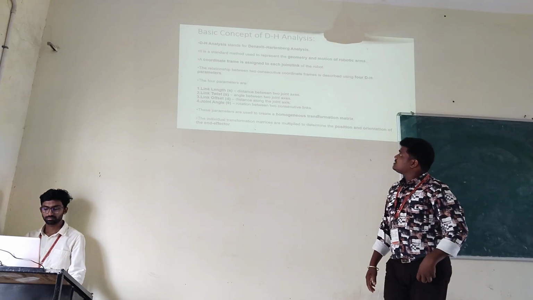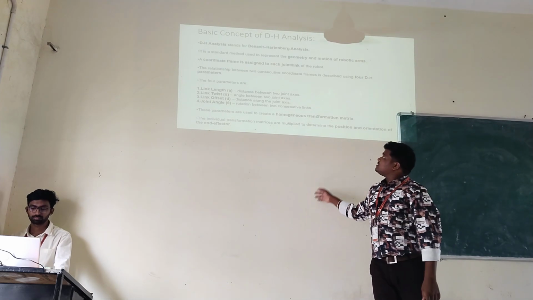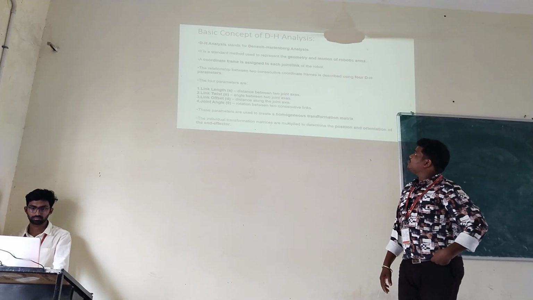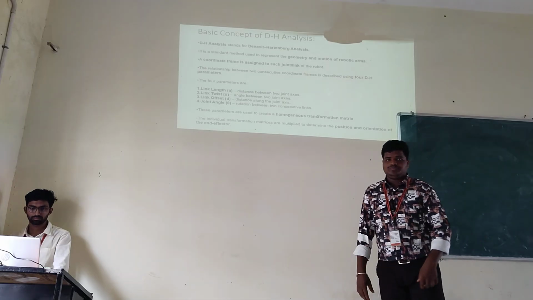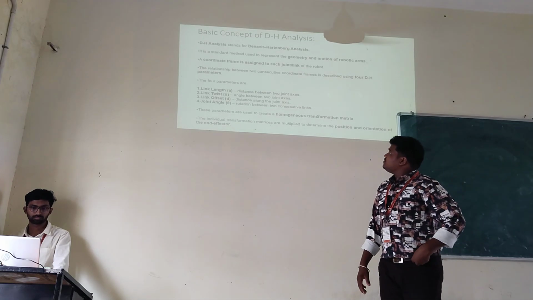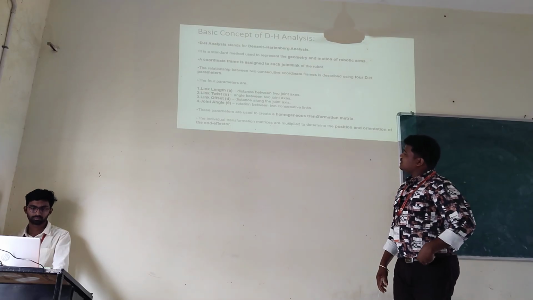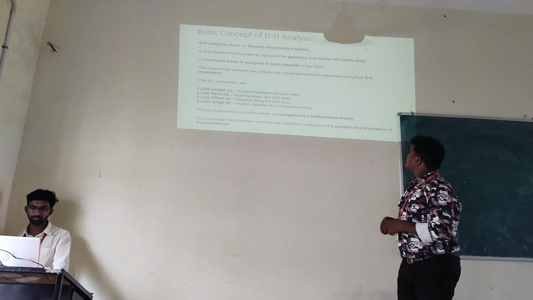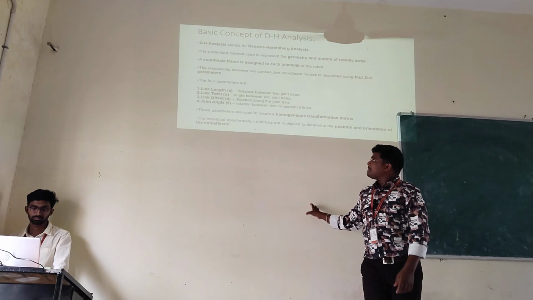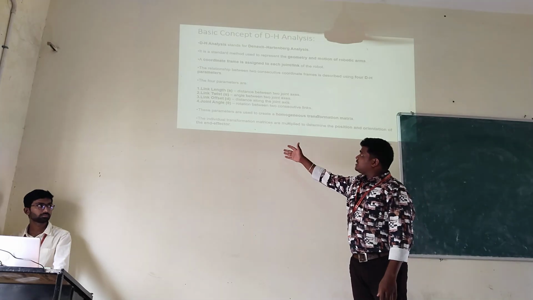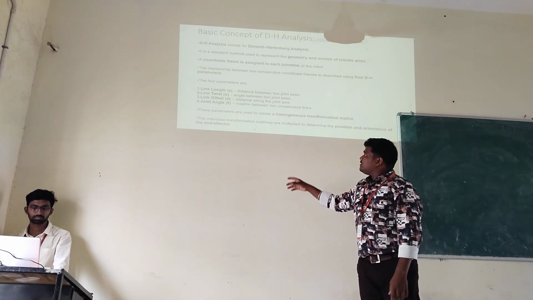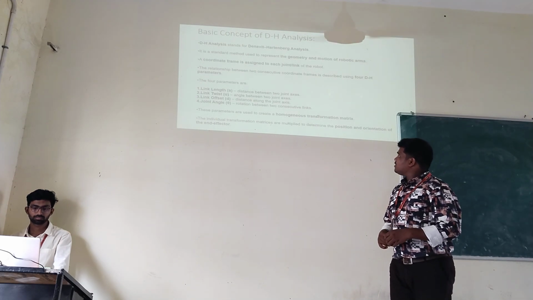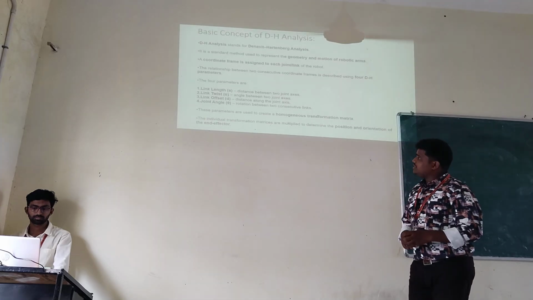Basic concepts of DH analysis. These are the basic concepts. DH analysis stands for Denavit-Hartenberg analysis. It is a standard method used to represent geometric motion in robotic arms. A coordinate frame is assigned to each joint or link of the robot. The relationship between two consecutive coordinate frames is described using 4 DH parameters. These are the parameters we discussed last time. The parameters create a homogeneous transformation matrix. The individual transformation matrices are multiplied to determine the position and the orientation of the end effector.